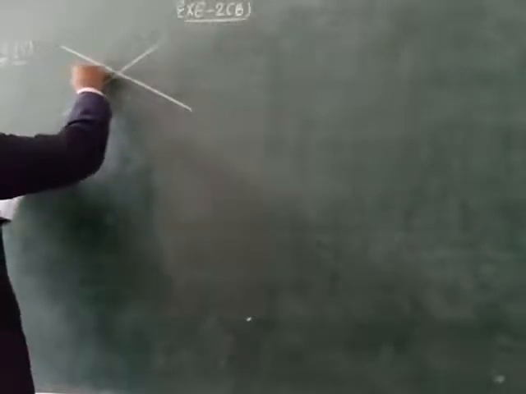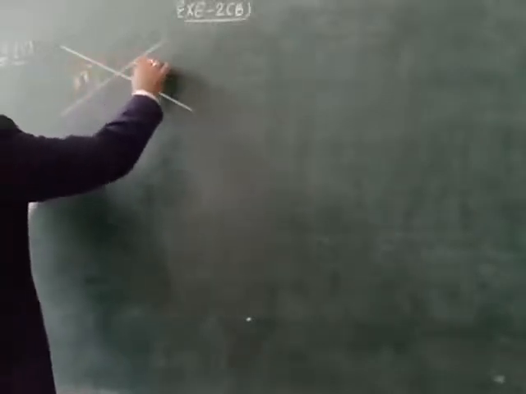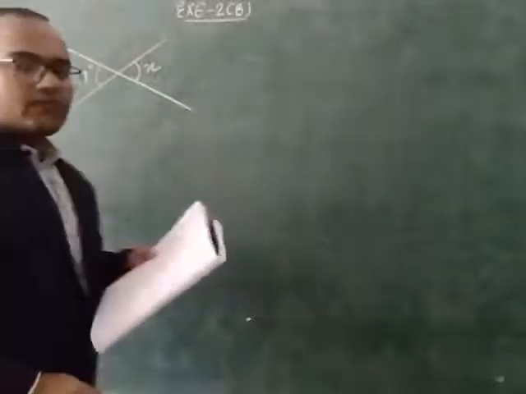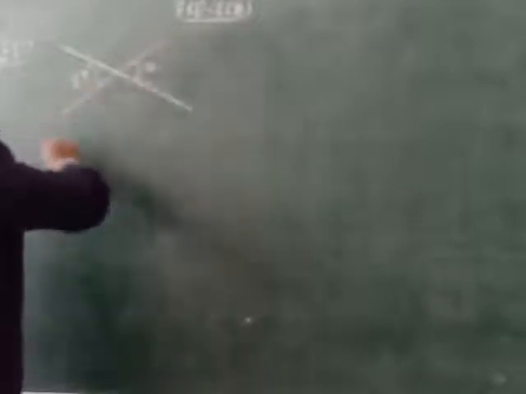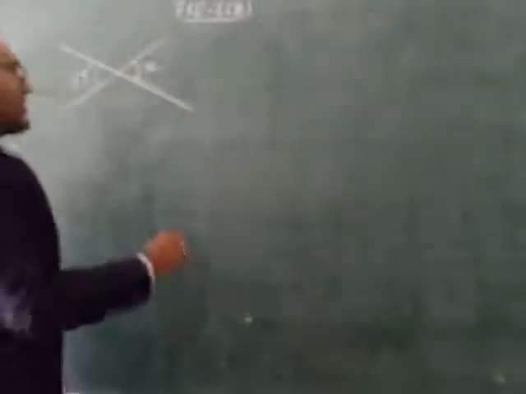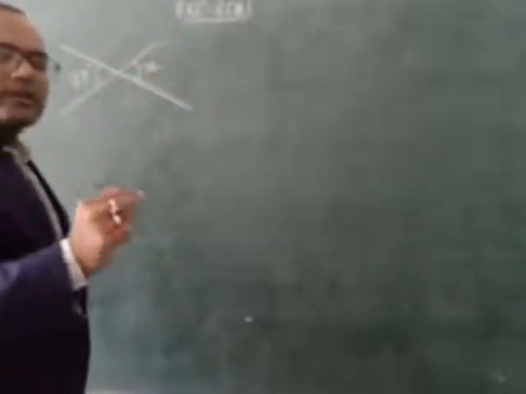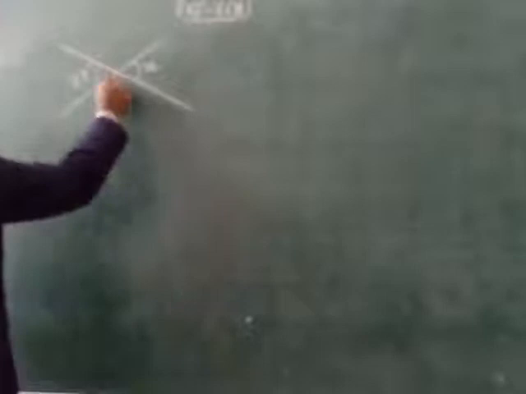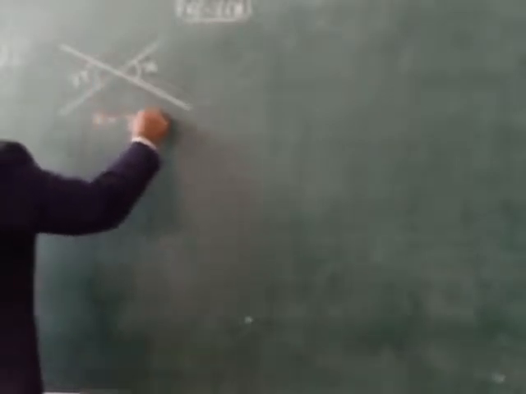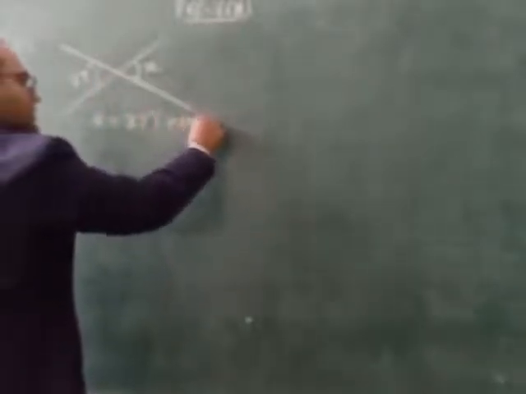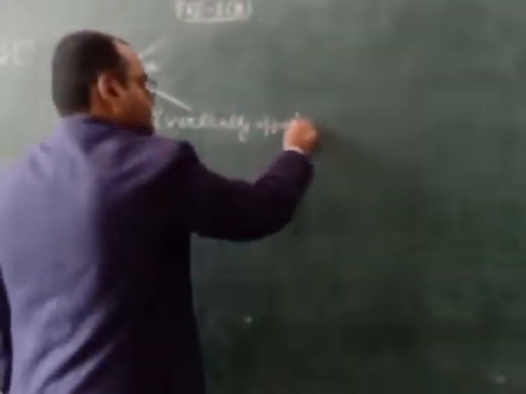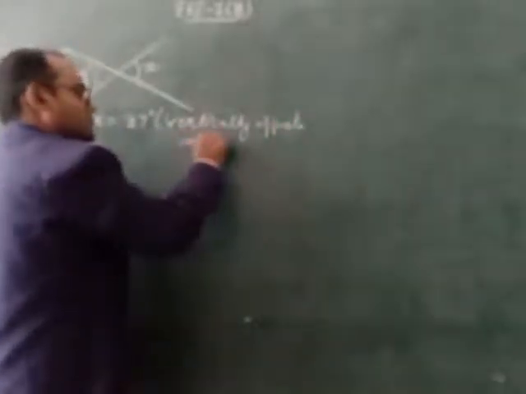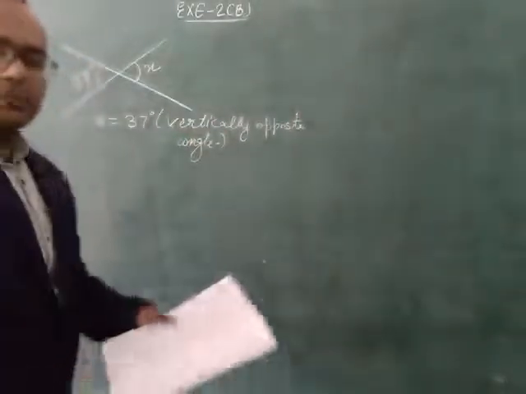Here it is 37 degree. Here it is x. We have to find the value of x. Here you are observing that these two are straight lines. Whenever two straight lines intersect each other, then opposite angles are equal. The name of the property is vertically opposite angle. So we will say the answer of x is 37 degree, because the property is vertically opposite angle. Only this much you have to do in part number first.